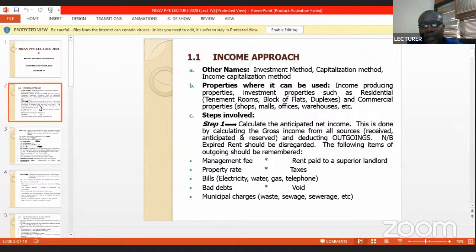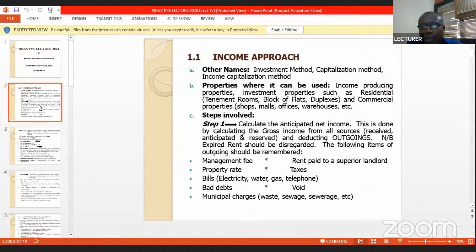It's only management fee. But a detailed study will show you that outgoing is not just management agency fee. Rent paid to the superior landlord is part of outgoings. Property rates, taxes, insurance, bad debts. Bad debts are debts that are uncollectible. Bad debt owed by a tenant who has already moved out.